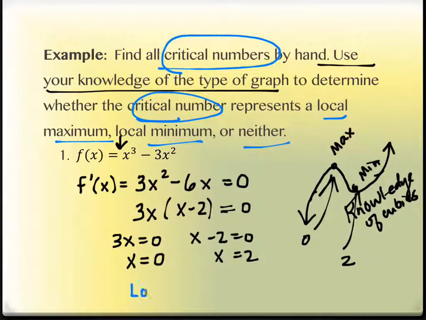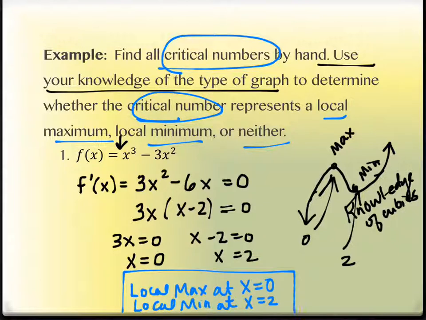You know that you have a local max at x equals 0, and a local min at x equals 2. I said it wrong, I'm sorry, x equals 0 was the first one. And that's sufficient. You're done. Any questions on that?